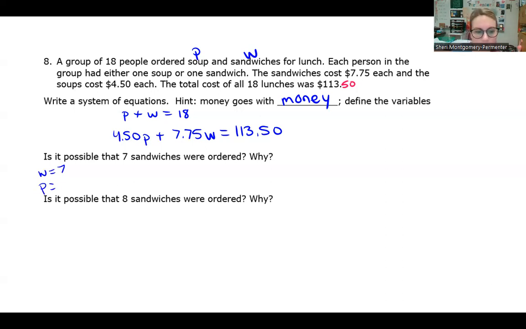$11. So 11 plus 7 equals 18. That equation works. But we have to check and see if the money works.